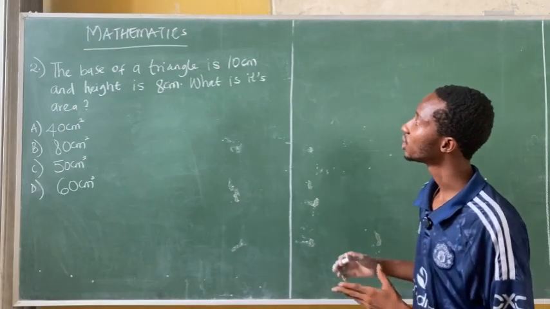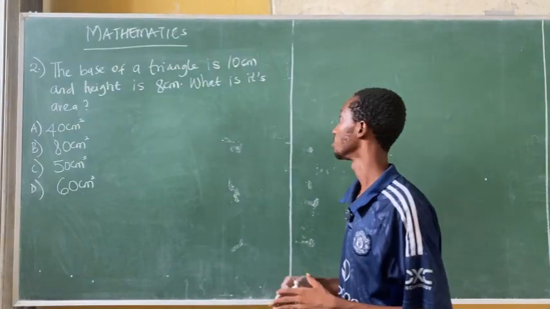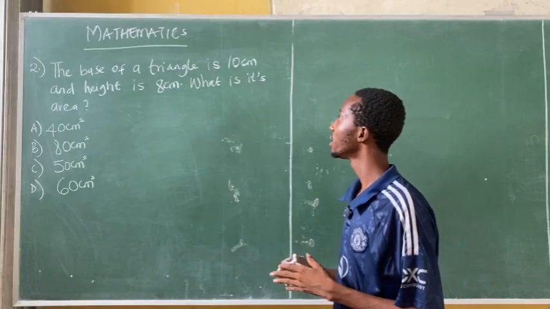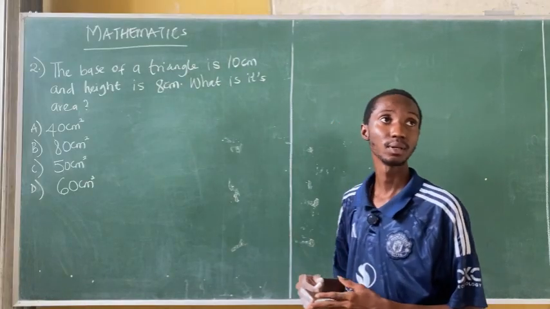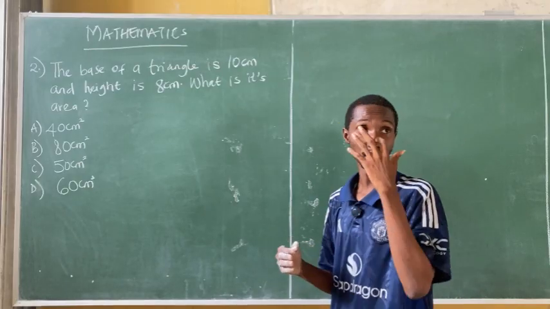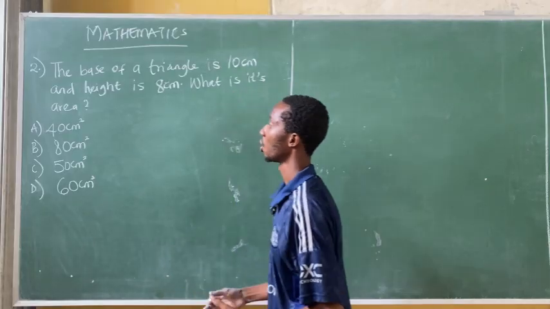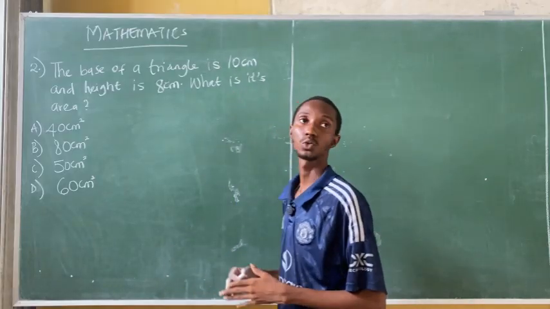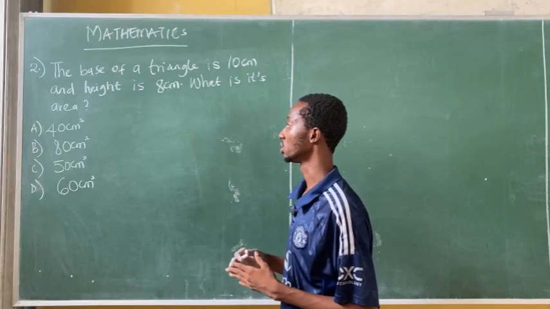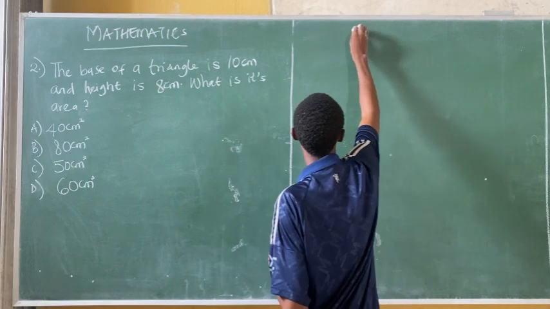Question 2 says, the base of a triangle is 10 cm and the height is 8 cm. What is its area? We have option A to be 40 cm squared, option B 80 cm squared, option C 50 cm squared, and option D 60 cm squared. Now, solution.